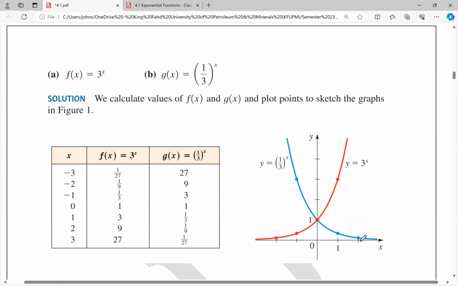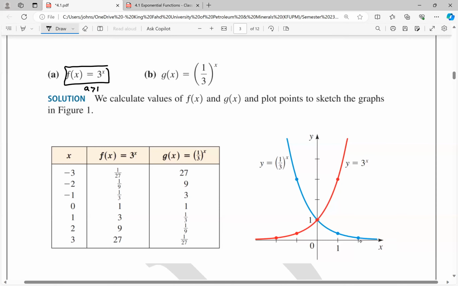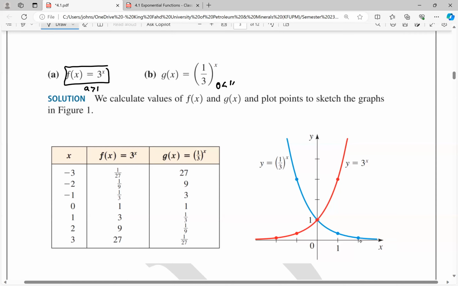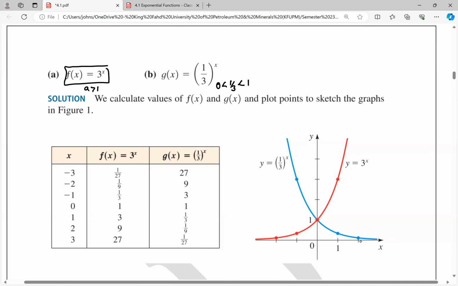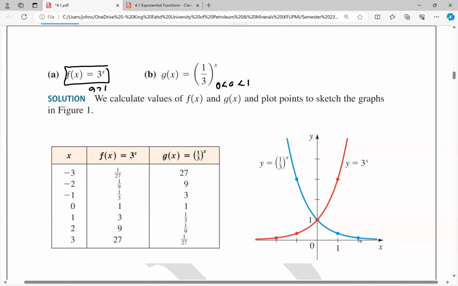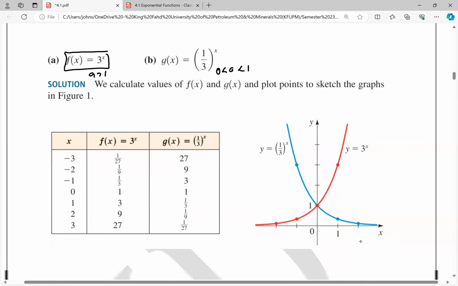If you look at this graph here, this is f of x equals 3^x, 3 to the power x. So in this case, our a is greater than 1, while in this case, our a is between 0 and 1. So this is a here. Now, this is a greater than 1. This is a between 0 and 1. So how do you graph?